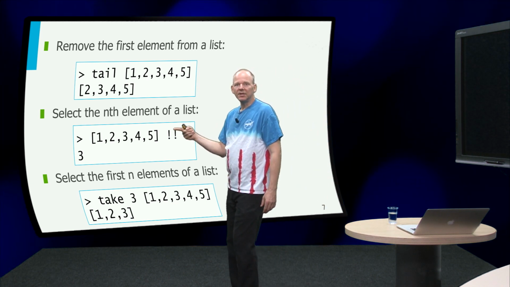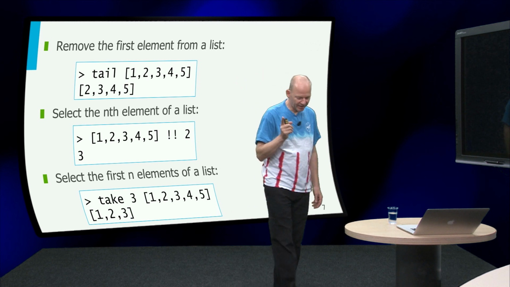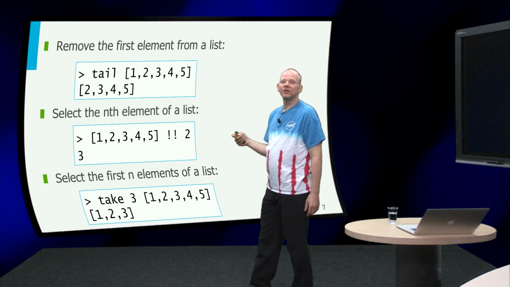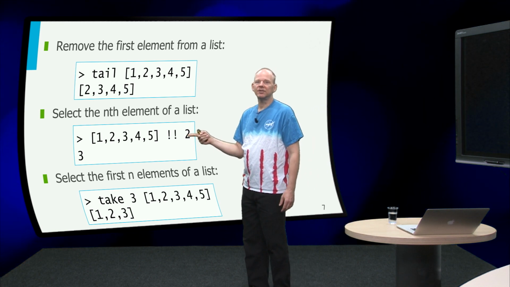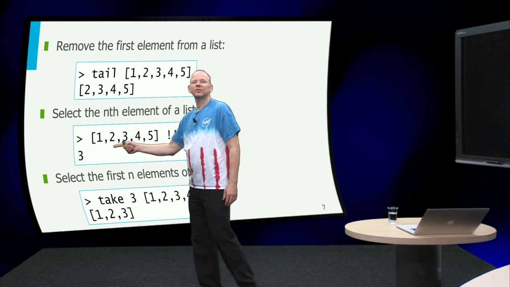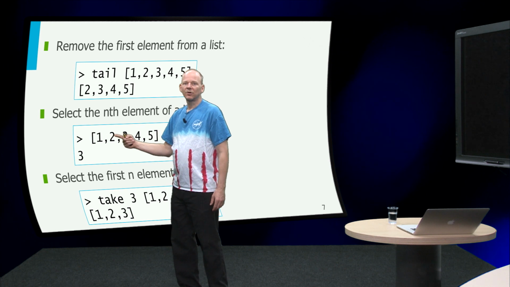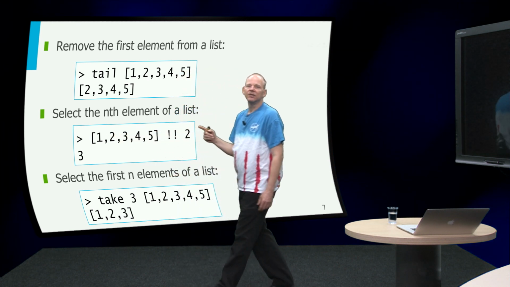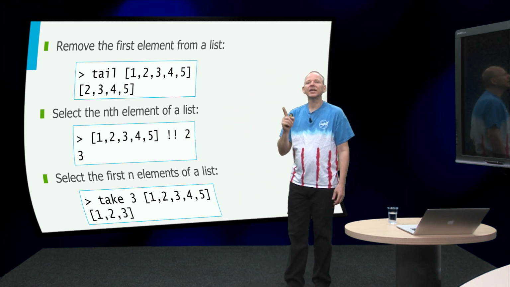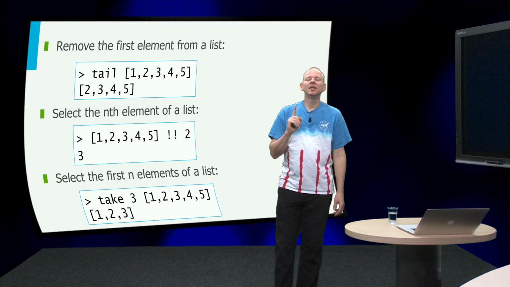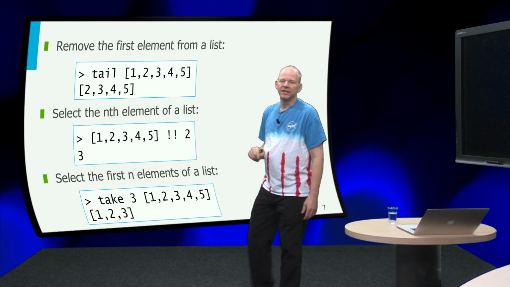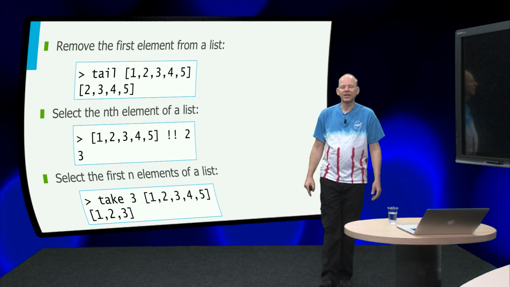Now there's 2 exclamation marks here, and there's a good reason for that, because in Haskell, lists are not arrays. So indexing into the list here at the second element will traverse the list, throw away 1, throw away 2, and then return 3. So this is not a constant time operation. Indexing into a list, unlike indexing into an array, is linear in the size of the list.